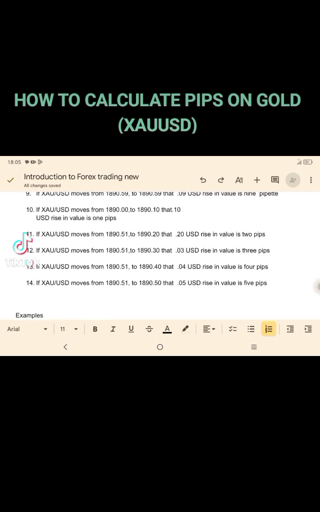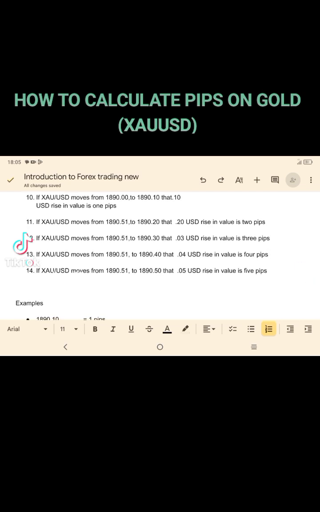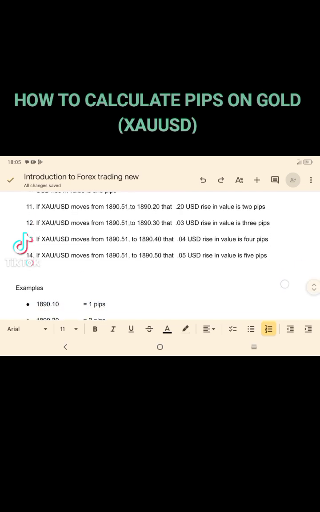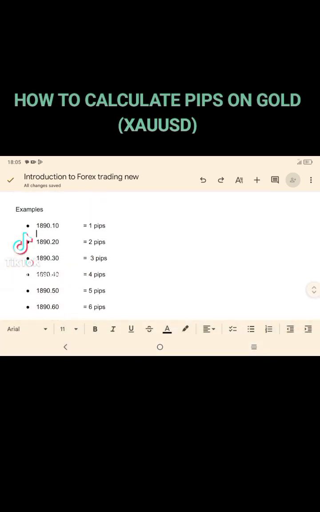We have 1 pip. Now let's say gold moves from 1890.51 to 1890.20. That makes us having what? 2 pips. If it rises to 30, we are having what? 3 pips. If it rises to 40, we are having what? 4 pips. If it rises to 50, we are having what? 5 pips.